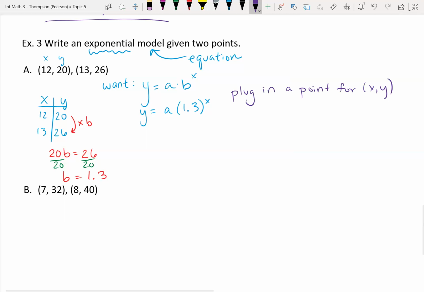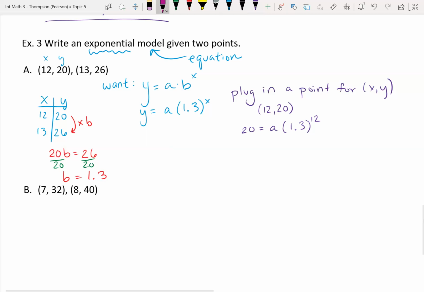And it doesn't really matter which point you're going to pick. I'm going to go ahead and pick 12 and 20. And when I plug that in, the y now becomes 20, equal to a times 1.3 to the power of x, which is 12. And I want to solve for a.